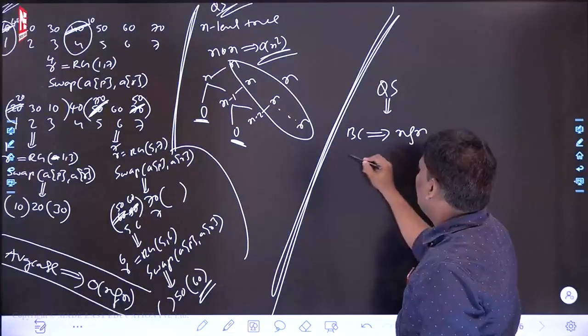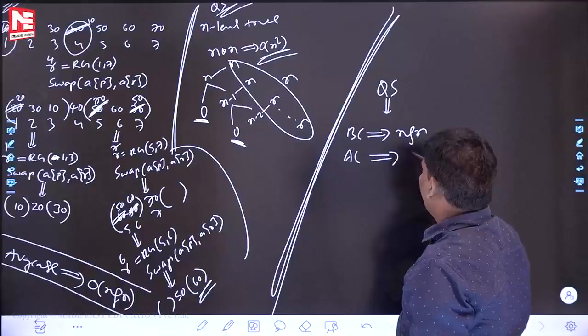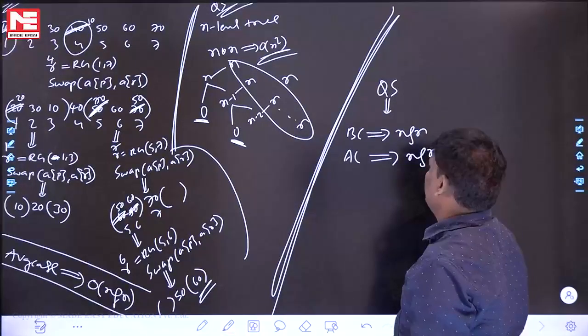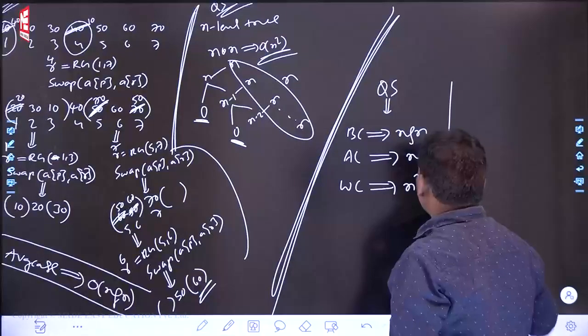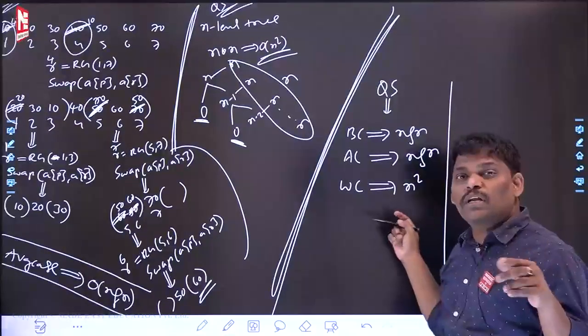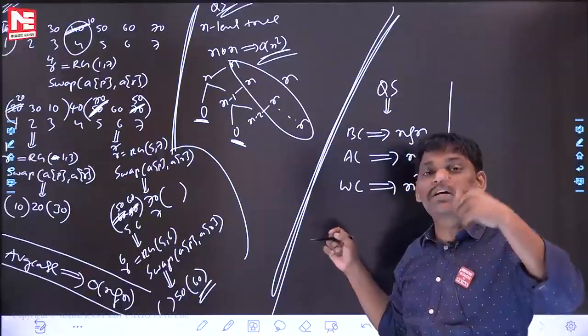N log n. Average case, what is the answer? N log n. That's okay. Can you say worst case? N square. Quicksort algorithm worst case is n square, that is fine, but still quicksort is the best one.